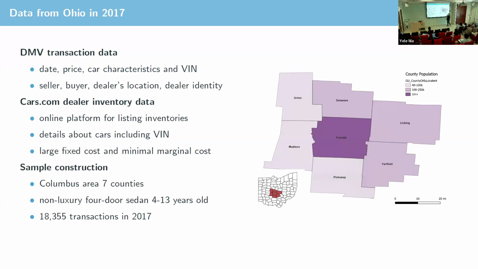The other data set that we have is from a website called cars.com. It gives you the real-time information of all the dealers' inventory in principle. Registering an account on cars.com is not expensive. So if you're a dealer, it seems a dominant strategy for you to register and update your inventory over there in real time.